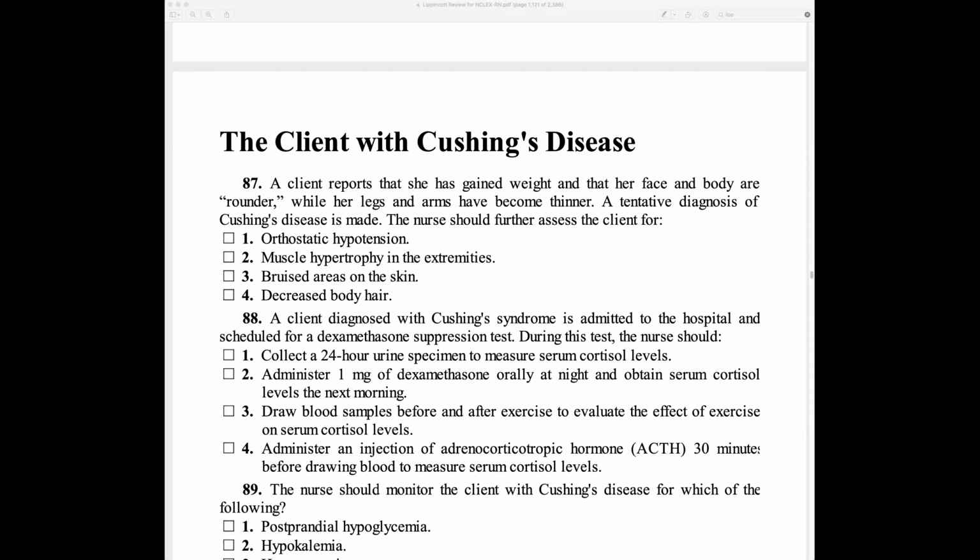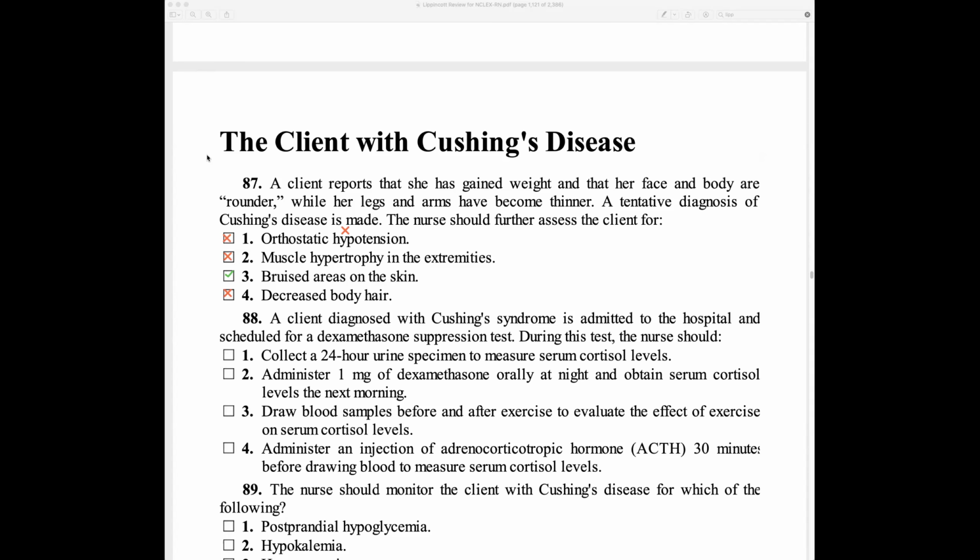Question 87. Very good. The correct answer is 3, bruised areas on the skin. So this one you have to use process of elimination. So remember, Cushing's, the steroids are too high. So it causes high blood pressure, not low blood pressure. Muscle hypertrophy, no, the muscles aren't bigger in the extremities. The extremities are thinner. And then decreased body hair, no, it would be increased body hair, the hirsutism.